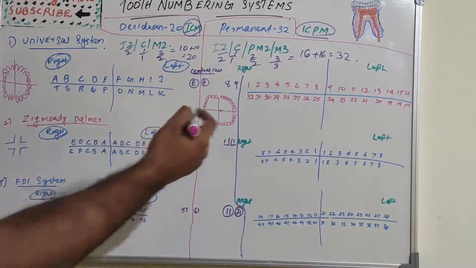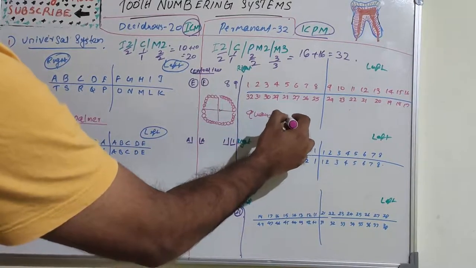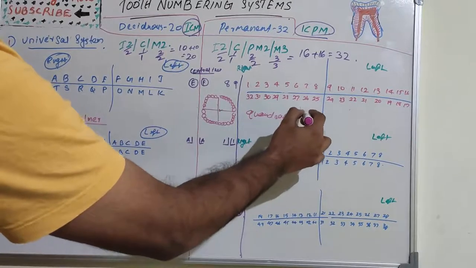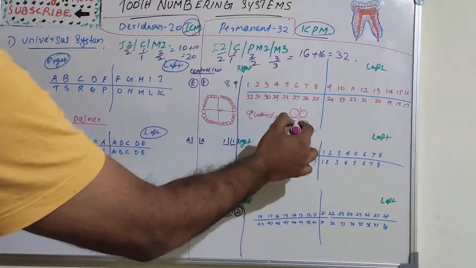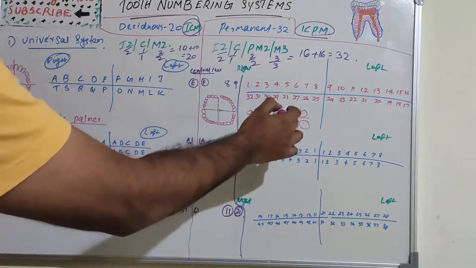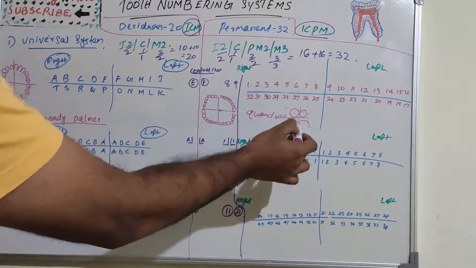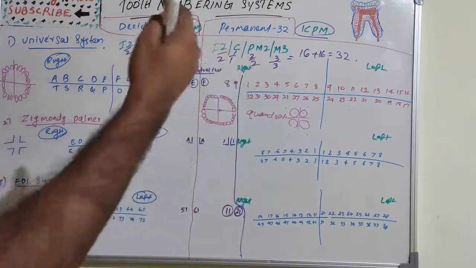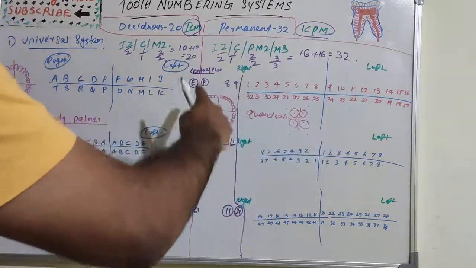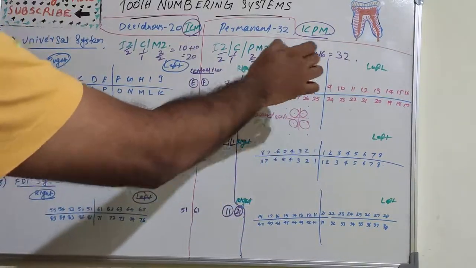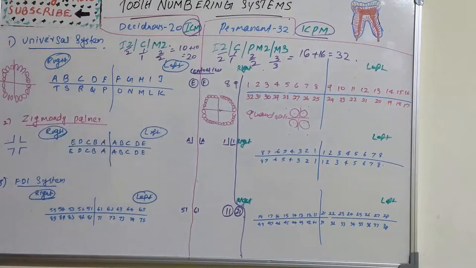So we have four segments, 1, 2, 3, 4. This is a quadrant, this is a quadrant, this is a quadrant, this is a quadrant. This is upper right, this is upper left, this is lower left and lower right. Always view as the patient: if this is the patient's mouth, this will be the patient's right, this will be the patient's left, this is the lower teeth and this is the upper teeth.